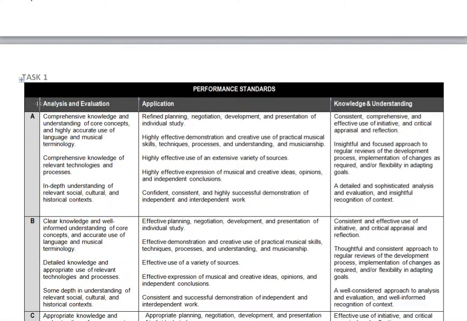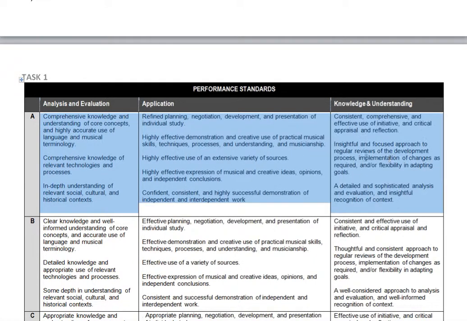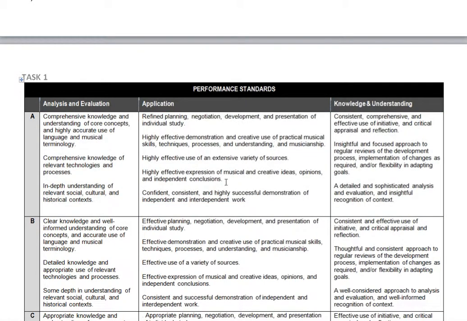Now, same thing again, we have our analysis, application and knowledge and understanding as part of our performance standards. This will look pretty similar to the product performance standards. And once again, you want to try and constantly get within this A band. Now, the good thing about it is that the website have actually put some samples of what the different categories look like.